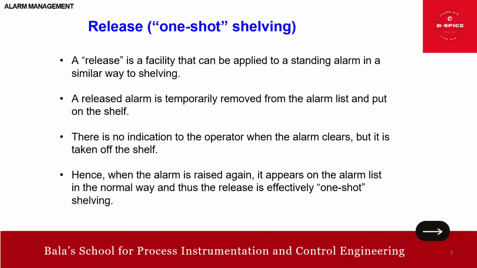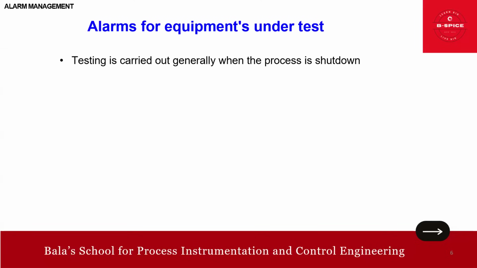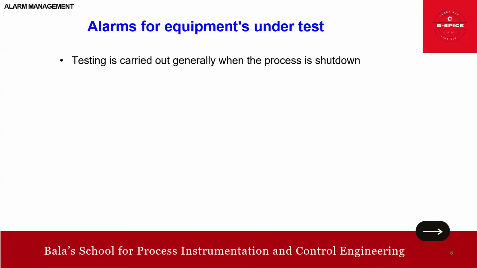Then we go into the third topic, alarms for equipment under test. It is very common for numerous alarms to be generated from plant and equipment when it is undergoing maintenance or testing. Routine testing of automatic protection systems can be a particular problem. Logic can in principle be used to automatically suppress these alarms, but this is difficult because testing is generally carried out when the process is shut down.